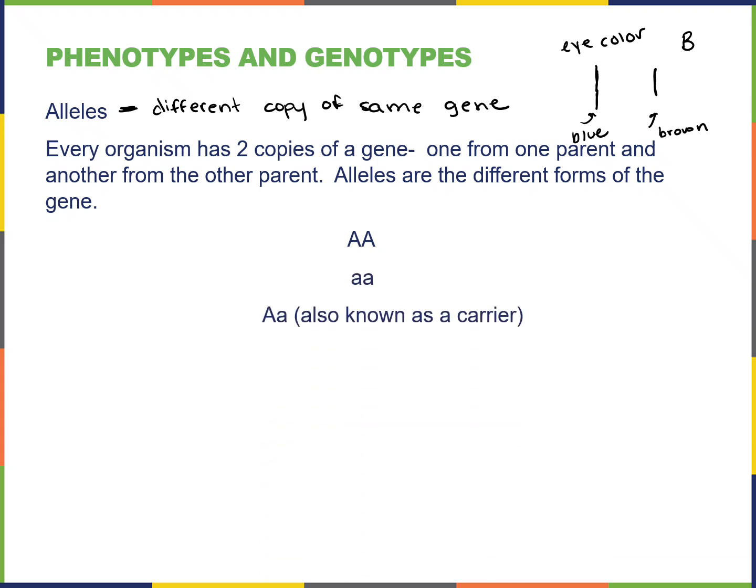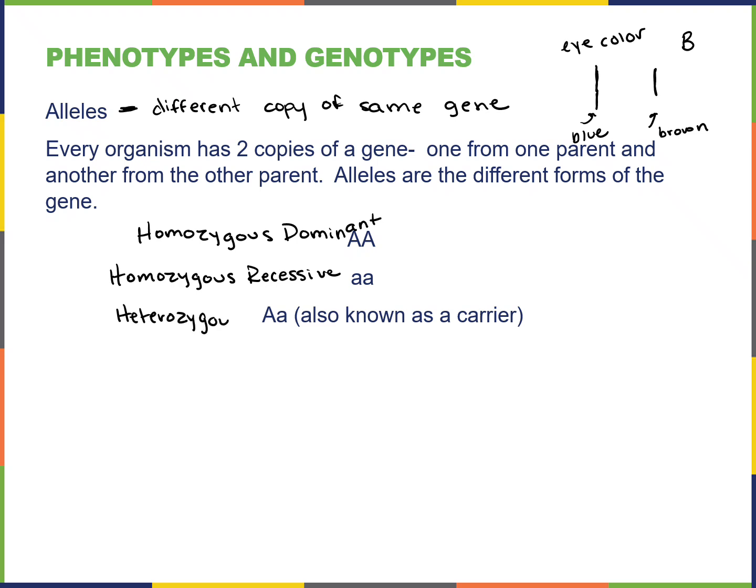When we are referring to these alleles, we use terms like homozygous dominant, homozygous recessive, or heterozygous. Homozygous dominant just means that the dominant form of both of those alleles is shown. Same with recessive. Heterozygous means that that person has one copy of the dominant allele and one copy of the recessive allele. And this is how we notate them with capital letters versus lowercase letters.